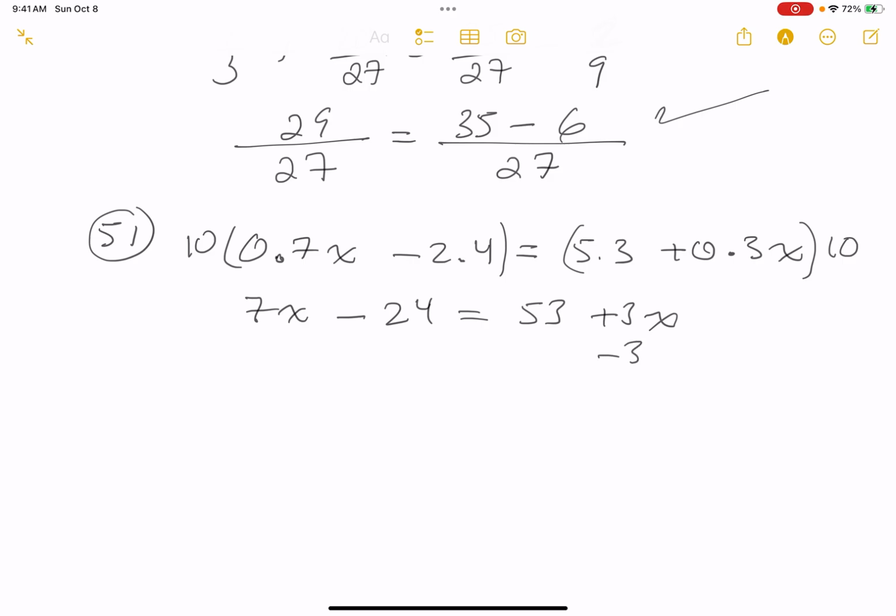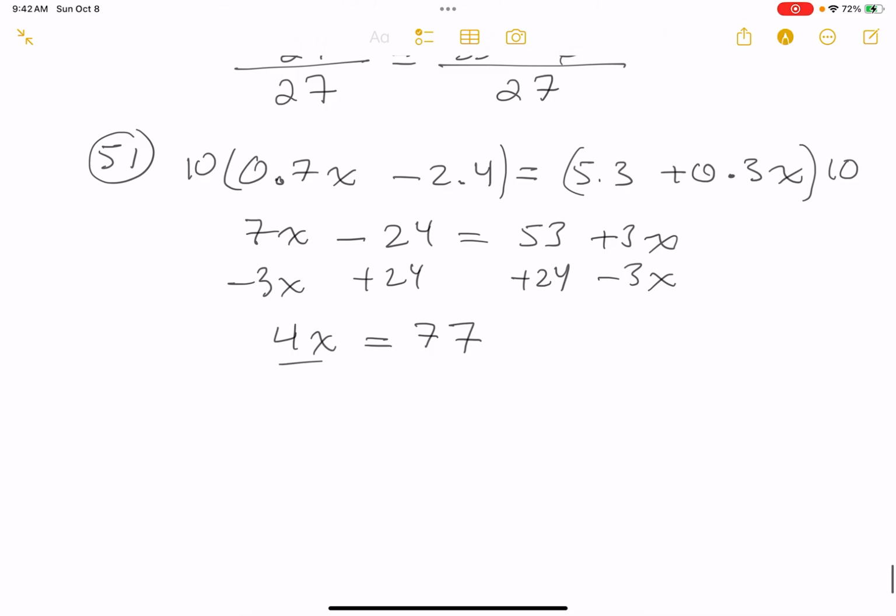I'm going to subtract 3x from both sides, and I'm going to add 24 to both sides. What do you get? 4x equals 77. All right. What I'm going to do now, well, I'm going to divide both sides by 4. And what do you get? X equals 77 quarters. All right, I'm going to write this down a little differently because they spoke in decimals.